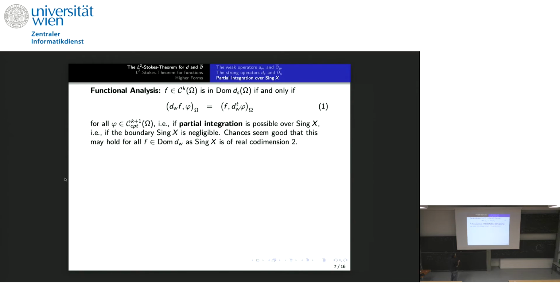Okay, let me see. Something in the domain of the weak is also in the domain of the strong if and only if you can do partial integration. Yes, this is correct.